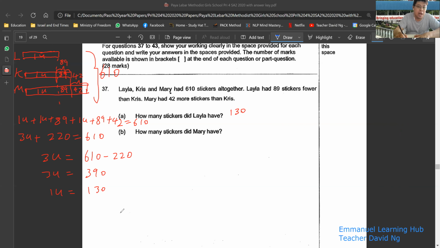How many stickers did Mary have? Mary has 89 plus 42, and what else? Plus 1 unit. 1 unit is how many? 1 unit is 130. So all these add together, right? Then what's the answer?